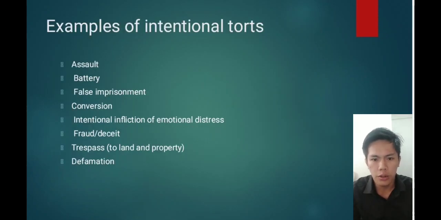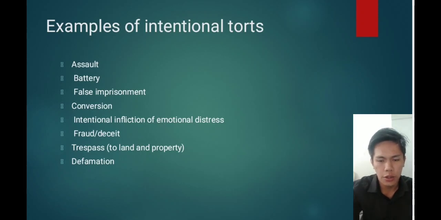Examples of intentional torts: assault, battery, false imprisonment, intentional infliction of emotional distress, fraud or deceit, trespass to land and property.